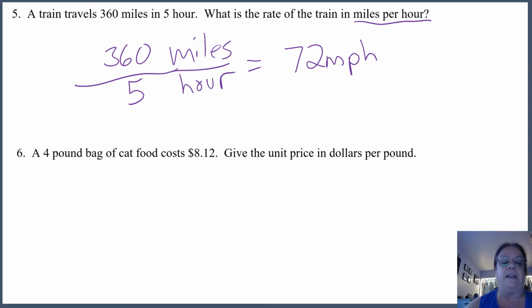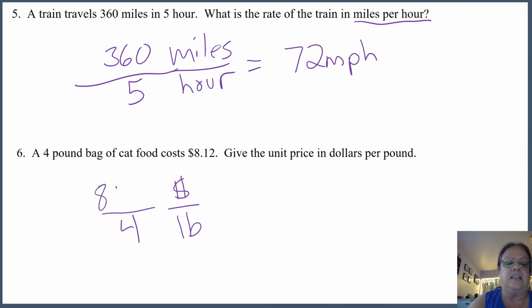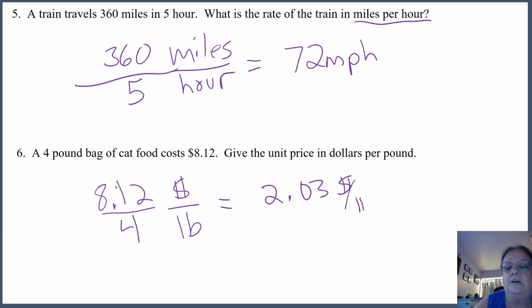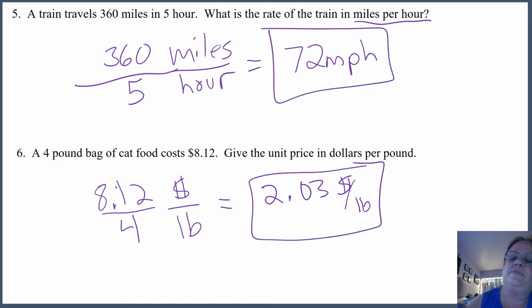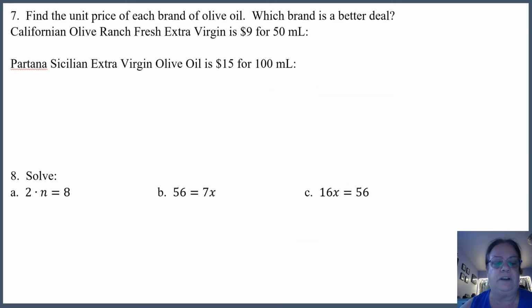All right, a 4-pound bag of cat food costs $8.12. Give the unit price, in dollars per pound. So we just do the division. 8 divided by 4 is 2, 12 divided by 4 is 3. There we go, dollars per pound. Whoops, I'm not boxing my answers. See, if you guys were here, you'd have me on my toes and tell me to box my answers.